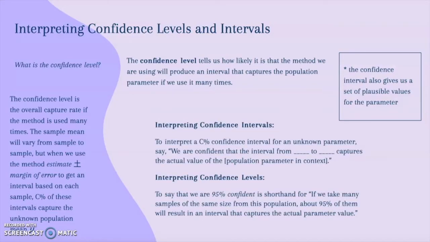When calculating a confidence interval, we say that we're confident that the interval from blank to blank captures the actual value of the population parameter in context. When interpreting confidence levels, we say we're 95% confident, which is shorthand for: if we take many samples of the same size from this population, about 95% of them will result in an interval that captures the actual parameter value.